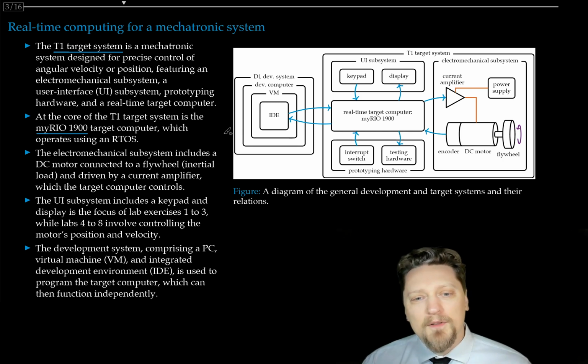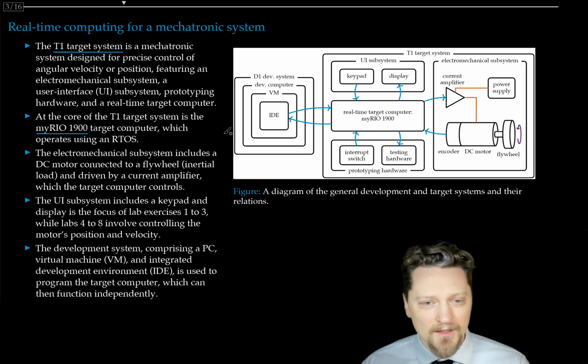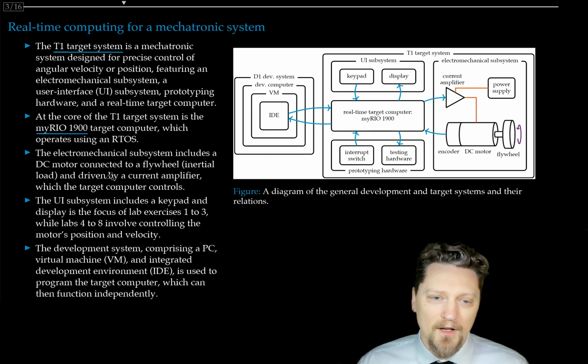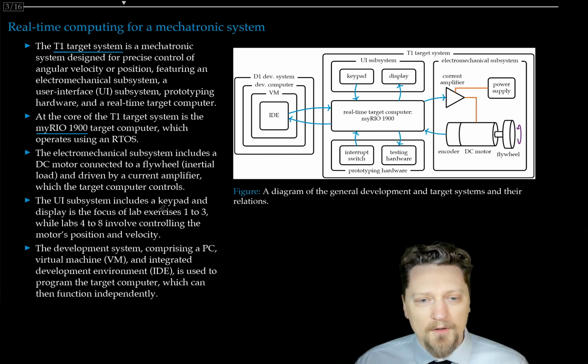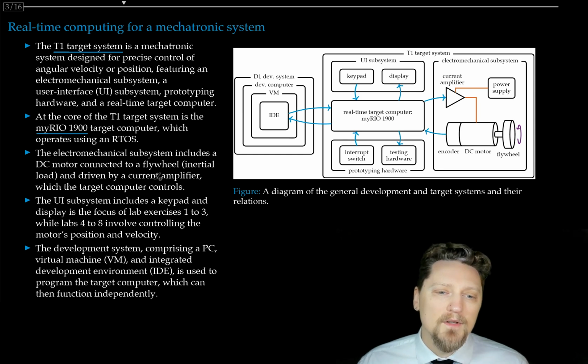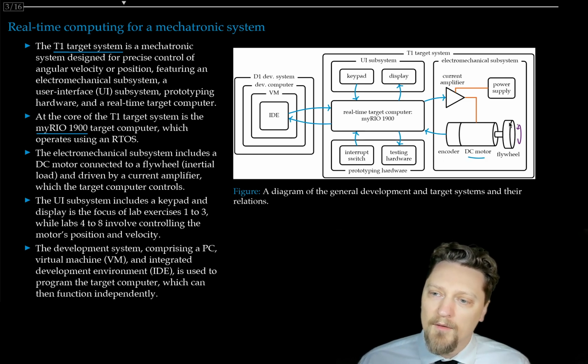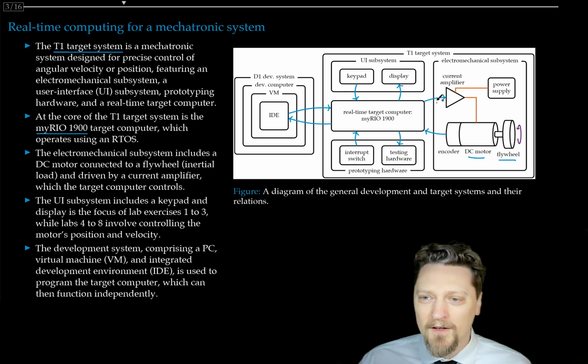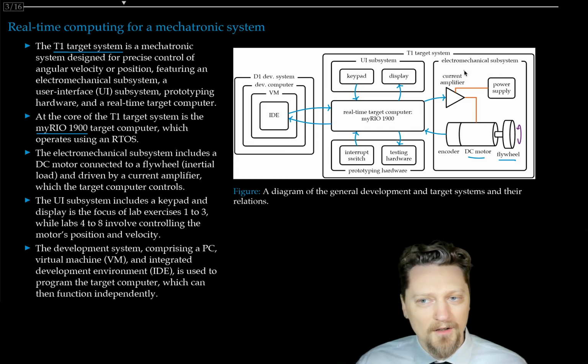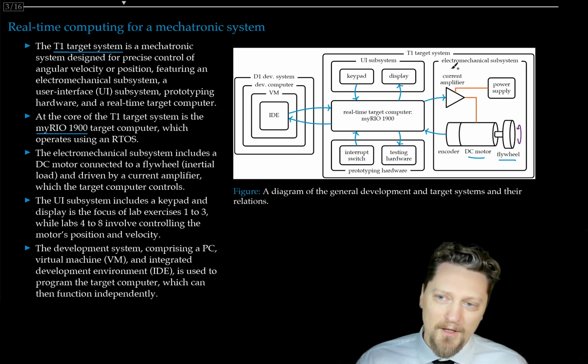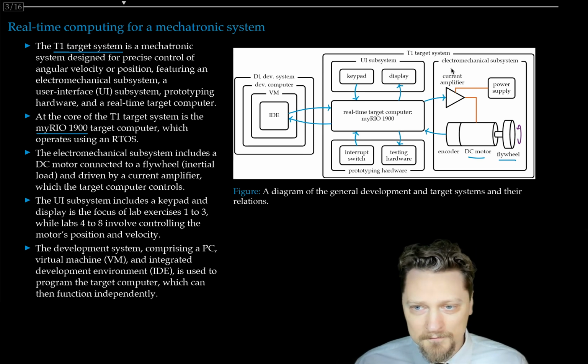The electromechanical subsystem includes a DC motor connected to a flywheel, which is an inertia load, and driven by a current amplifier, which the target computer controls. So over here in the diagram, we can see that we have a motor, we have a flywheel connected to the motor that's rotating. We have an encoder on the motor, a current amplifier that supplies power to the motor, a power supply that supplies power to the current amplifier. All of this collectively we call the electromechanical subsystem.